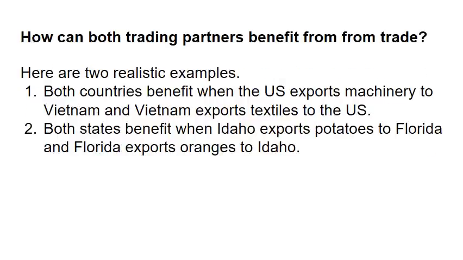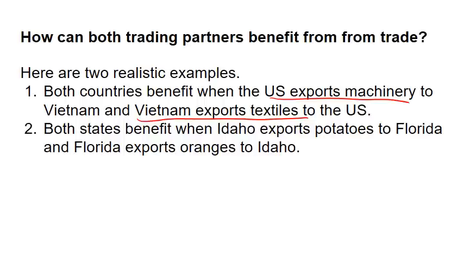Here are a couple more realistic examples. Both countries benefit when the U.S. exports machinery to Vietnam and Vietnam exports textiles to the U.S. The U.S. has a lower opportunity cost of producing machinery, and Vietnam has a lower opportunity cost of producing textiles.